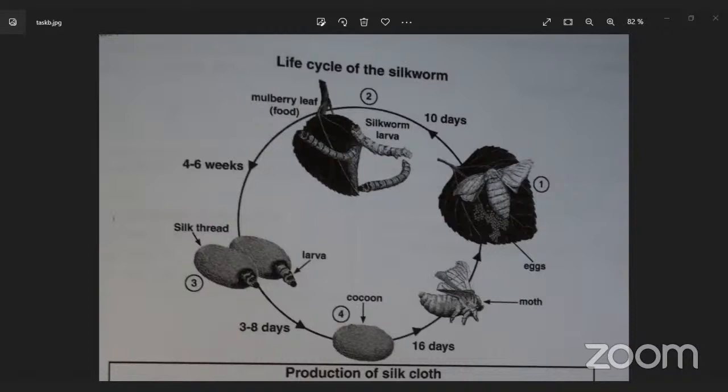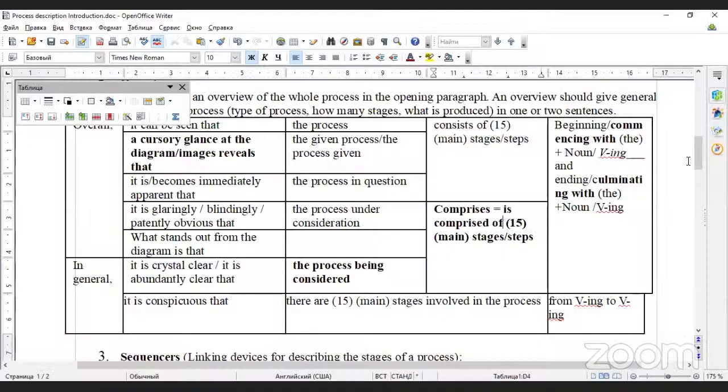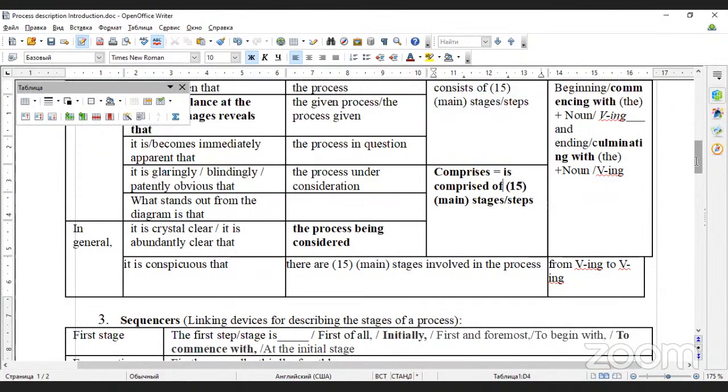Firstly, what are some synonyms for the word firstly, for example? Okay, while you're typing, you will see my answers later. Anyway, I'll show you the options that I can offer. These words are: the first step or the first stage, first of all, initially, first and foremost, to begin with, to commence with, and in the initial stage.